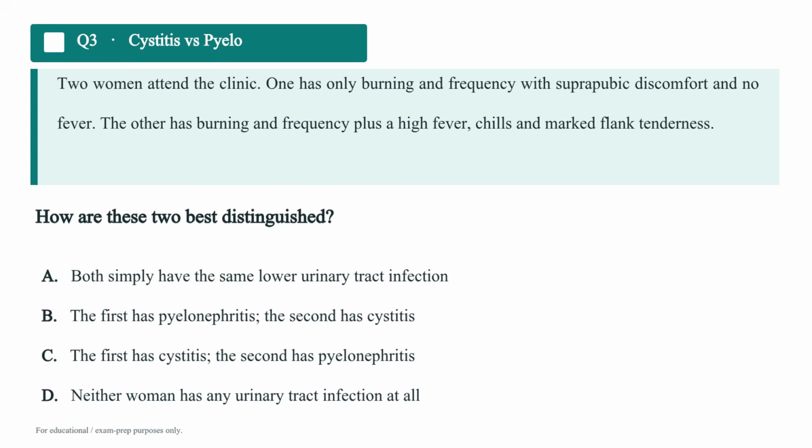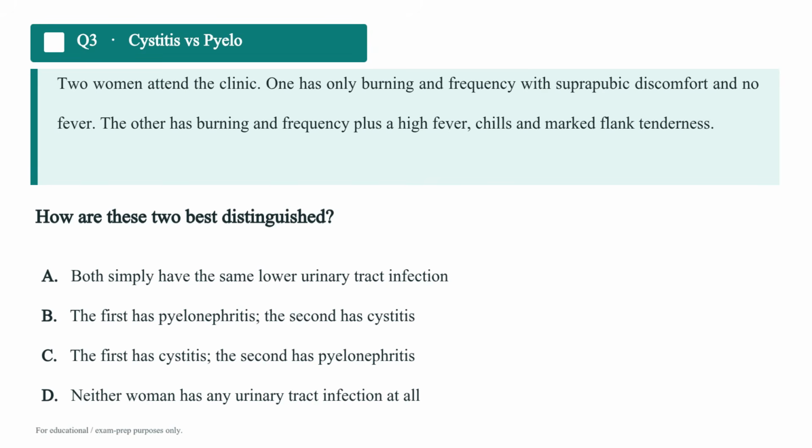Question 3. Two women attend the clinic. One has only burning and frequency with suprapubic discomfort and no fever. The other has burning and frequency plus a high fever, chills, and marked flank tenderness. How are these two best distinguished? Option A. Both simply have the same lower urinary tract infection. Option B. The first has pyelonephritis, the second has cystitis. Option C. The first has cystitis, the second has pyelonephritis. Option D. Neither woman has any urinary tract infection at all.